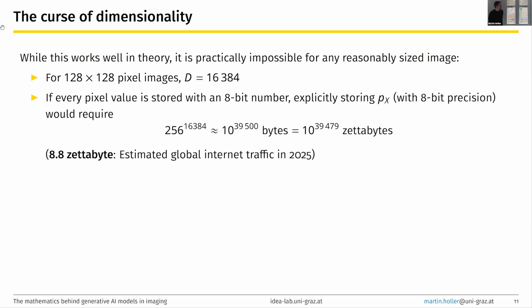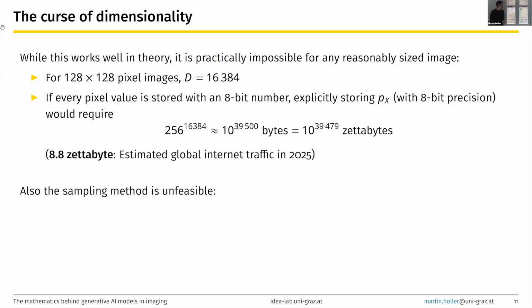So this is standard. Then if I want to store this probability density, so this function, right? I would need 256 to the power 16,384 bytes, which corresponds roughly to 10 to the power 39,479 zettabytes. Okay, and just to give you a feeling how large this is, the estimated global internet traffic in 2025 was 8.8 zettabytes. So this is completely infeasible, way far away from anything that is feasible, right? So while we can in principle obtain this density in this form, it does not work in practice.